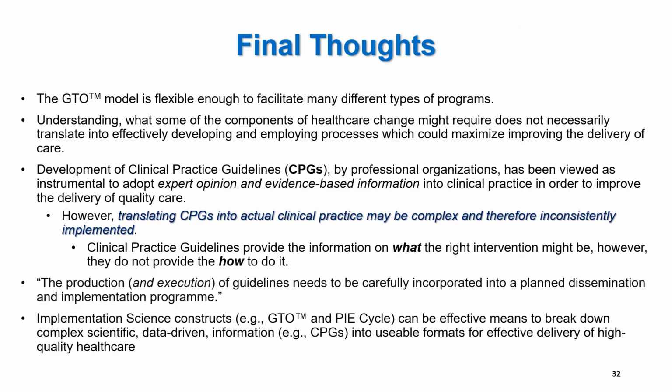So here are my final thoughts. The Getting to Outcomes model is flexible enough to facilitate many different types of programs. Understanding what some of the components of healthcare change might require does not necessarily translate into effectively developing and employing processes which could maximize improving the delivery of care. Clinical practice guidelines are mechanisms to adopt expert opinion and evidence-based information into clinical practice in order to improve the delivery of quality care. However, translating clinical practice guidelines into actual clinical practice may be complex and therefore inconsistently implemented.